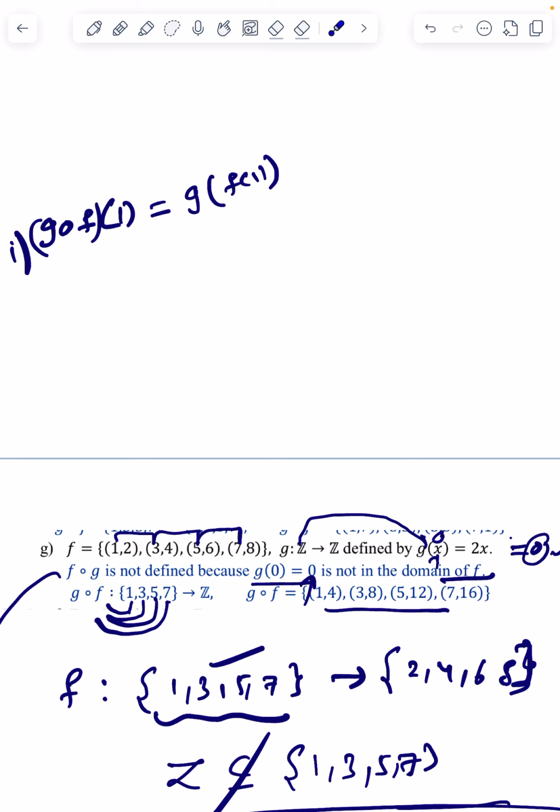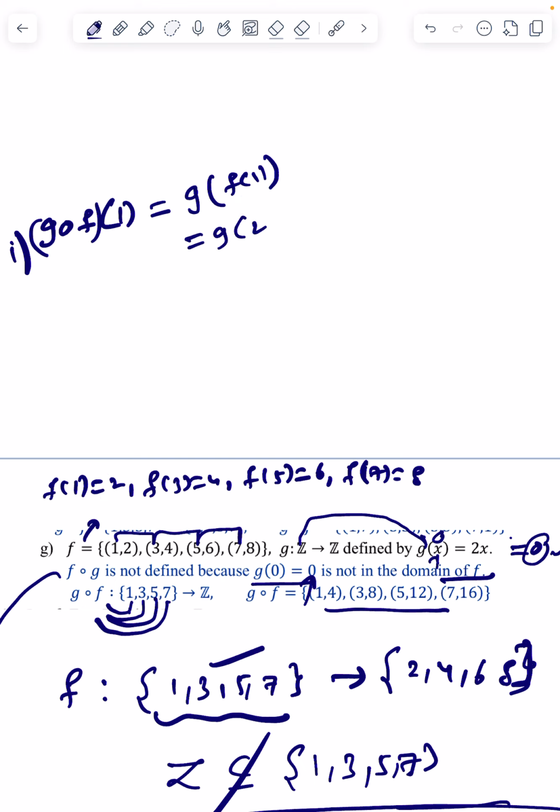We know that according to the given function, f of 1 value is 2. f of 3 value is 4. f of 5 value is 6. f of 7 value is 8. That is the meaning: the second elements are the images of the first elements. That's why whenever f of 1, I can put it as 2. Okay? g of 2.